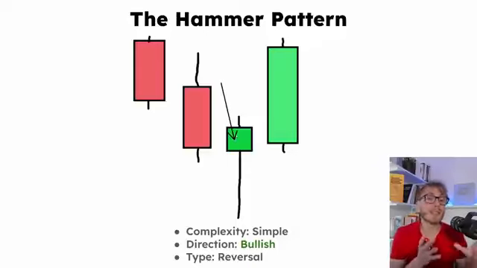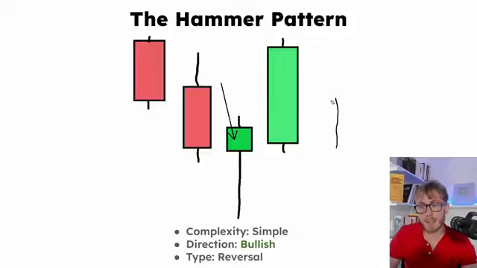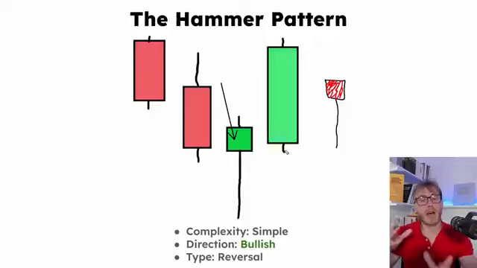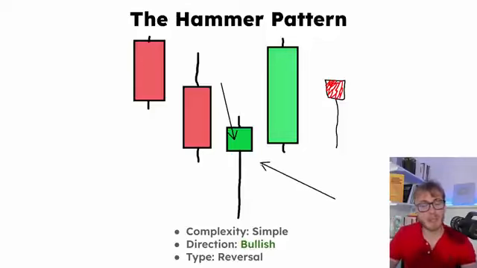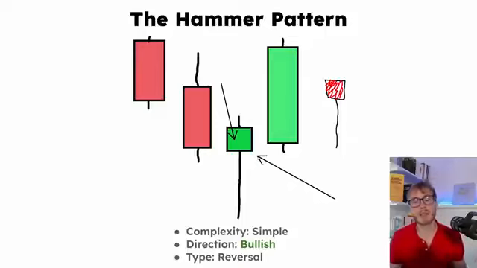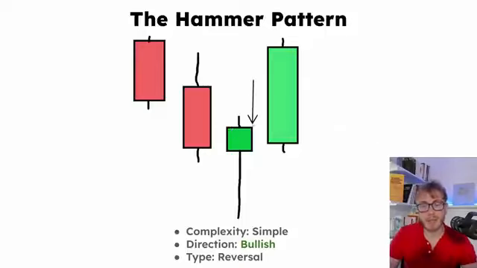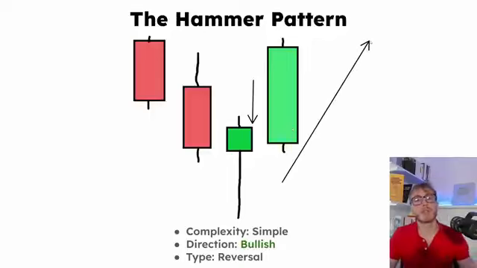And another thing that might sound a bit counterintuitive is that the color of the pattern can actually be either green or red. So it doesn't have to be a green real body, it can be red and still be a valid hammer. So a hammer can look something like this with a red real body. However, if we have to choose between these patterns, the green hammer is more bullish and is a stronger signal. So preferably we want to see a green candle. And once again, when the candle closes, the pattern is confirmed and it indicates a reversal to the upside.